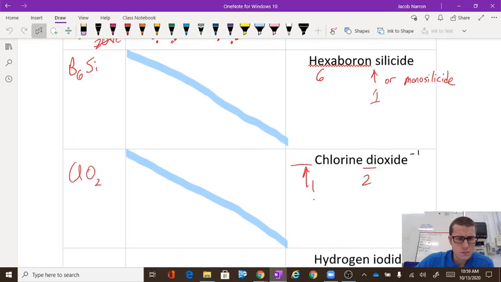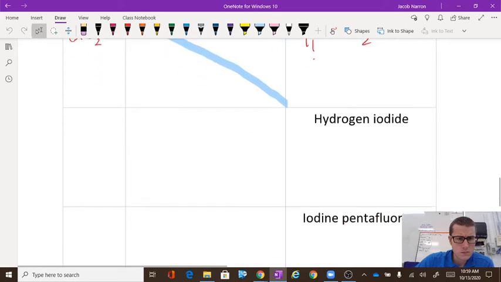Hexaboron silicide. Hexa gives me the 6, so it's going to be B6. Silicide just means 1, so it just becomes Si. That's what we have over there. Then we have chlorine dioxide, so that's Cl. Notice there's no prefix. That tells me that there's just one chlorine, so we just get Cl with no subscript. And then dioxide means 2 oxygens, and that's what I've written over there.